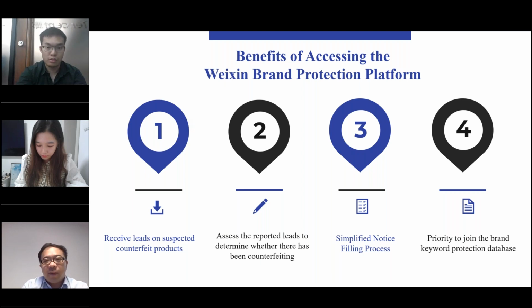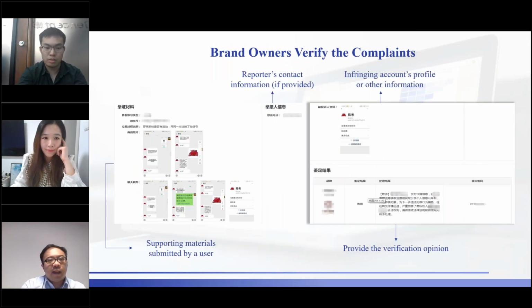Then we talk about the benefits of accessing the Weixin brand protection platform. These are the main benefits. We are not listing everything here, but we can talk about the main ones a bit. The first one is that brand owners can verify users' complaints on the BPP backend.